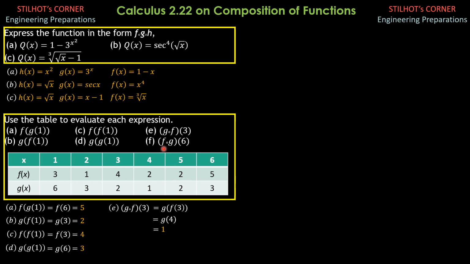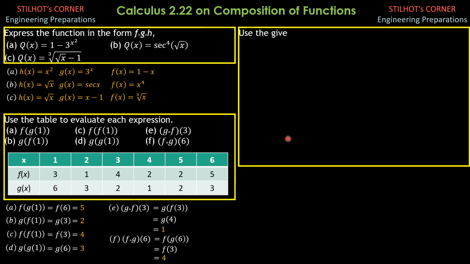Then part F, f of g of 6. G of 6 is 3. So that is f of 3, and f of 3 is 4. So the answer is 4. So that's it for that exercise. We proceed to the next one.